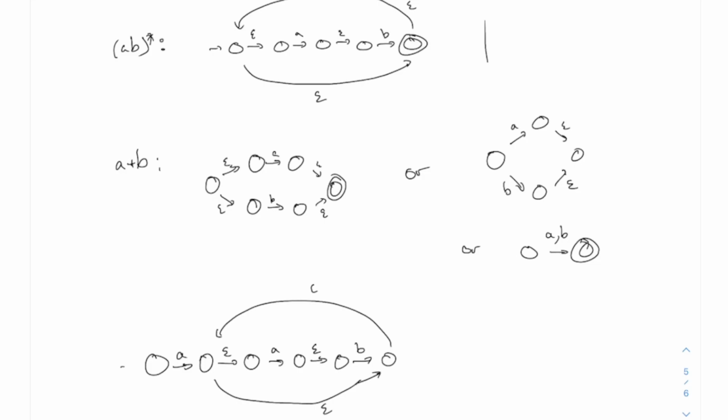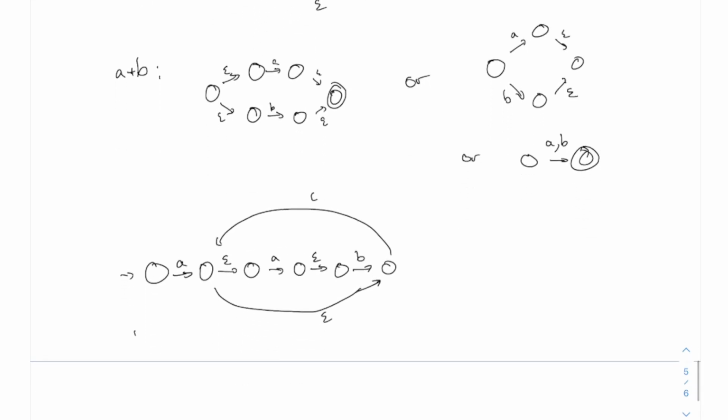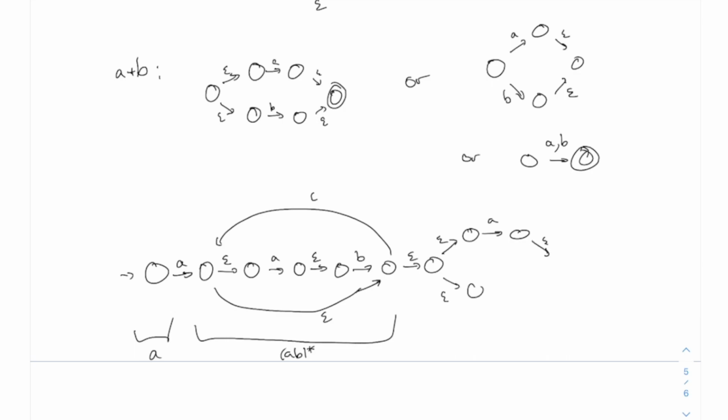All right. So first I have A, followed by that big thing there, which is AB star. Maybe I'll put a little label: that's A. This is AB star. And then followed by A plus B, which is this. There you go. This is A plus B. So that whole thing is A, B star, A plus B. All right.